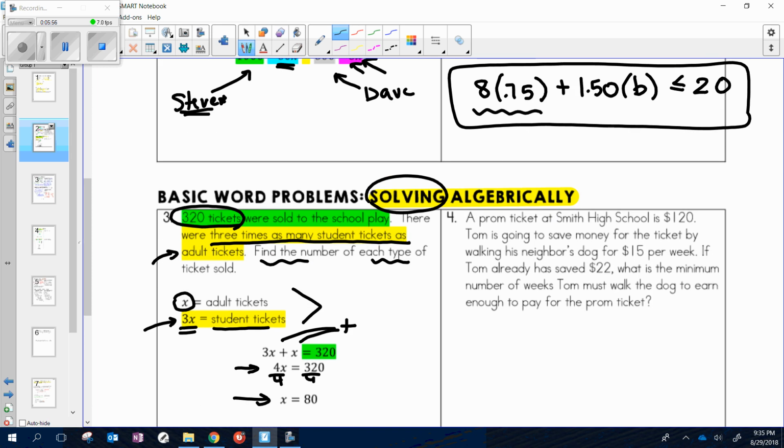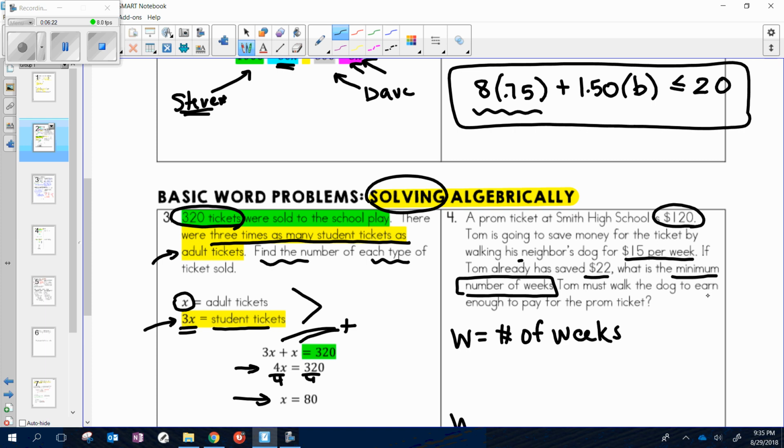A prom ticket at Smith High School is $120. Tom is going to save money for the ticket by walking his neighbor's dog for $15 a week, and he already saved $22. What's the minimum number of weeks? Something tells me I should use maybe W to represent the number of weeks, because that's what I'm trying to find. That he must walk the dog in order to earn enough to pay for the prom ticket, so I need to make $120.